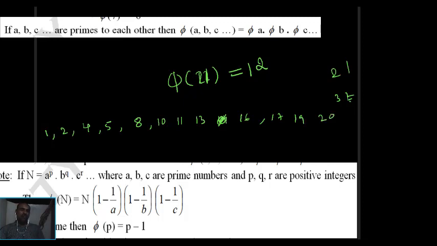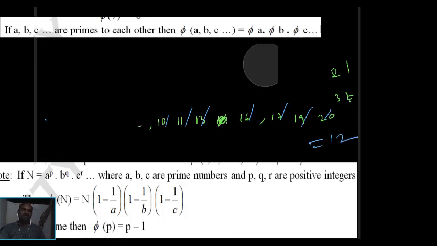Now count how many there are. 1, 2, 3, 4, 5, 6, 7, 8, 9, 10, 11, 12. So practically you got 12 and theoretically also you get 12. So that's why we want to find phi of 21. This is the same as phi of 3 into 7, that is the same as phi of 3 into phi of 7.